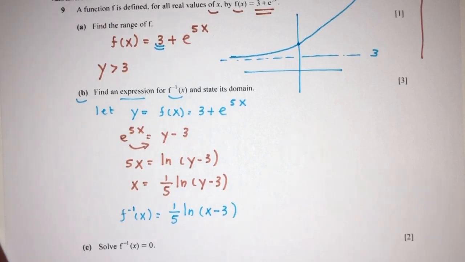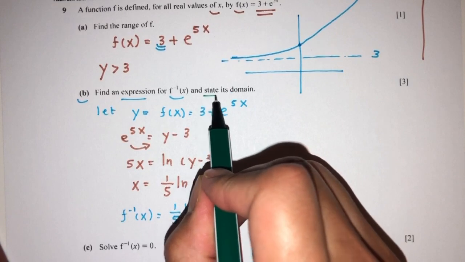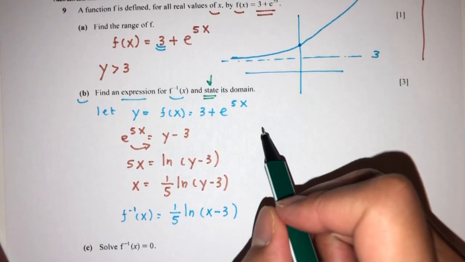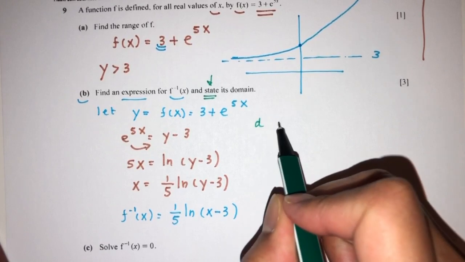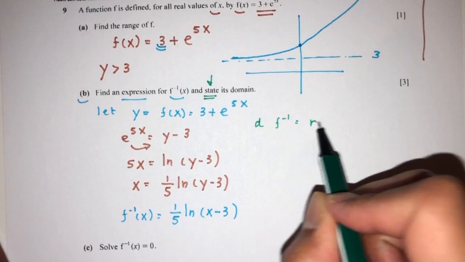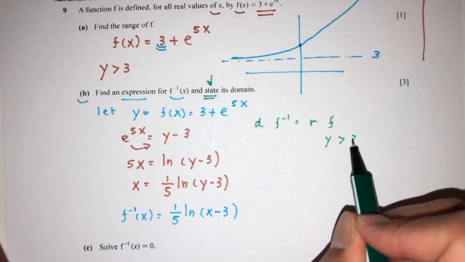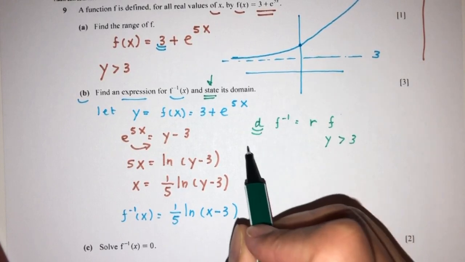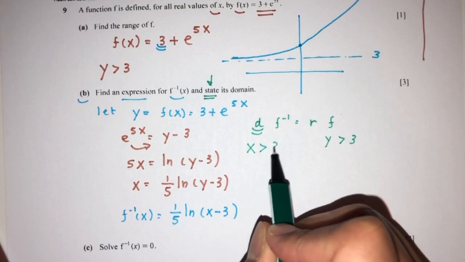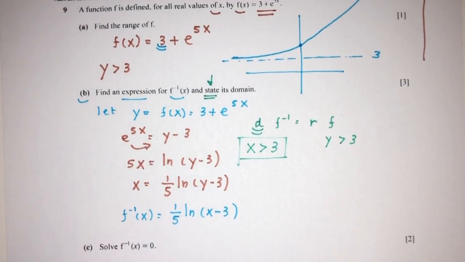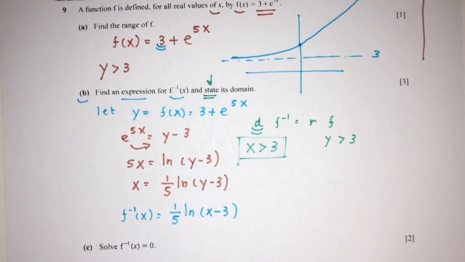Okay, that will be part 1. And then we have to find the domain. State is domain, so state means should be pretty easy, right? So we understand that, what again? Domain of f inverse is equal to range of f. So we know the range of f was y is more than 3. But here it is domain. We have to express domain in terms of x has to be more than 3. So this is the domain of f inverse given by this expression.